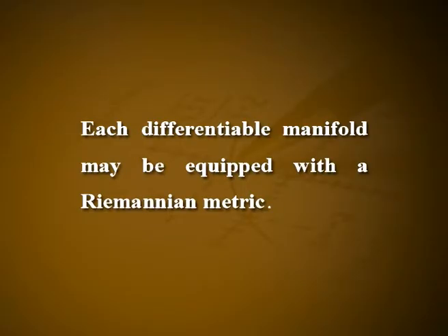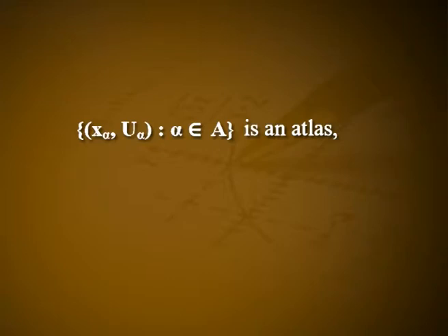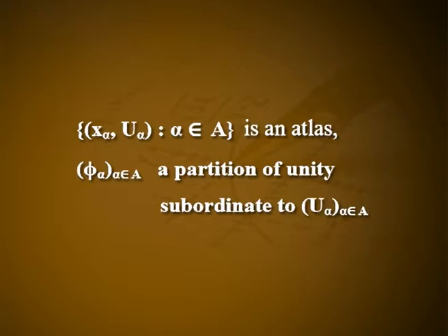Let us see a theorem now. Theorem: each differentiable manifold may be equipped with a Riemannian metric. The proof is like this. Let {(xα, Uα)}, α in A, be an atlas, and {φα}, α in A, a partition of unity subordinate to {Uα}. For simplicity of notation, we use the same index set for φα and Uα. This may be justified by replacing the original covering Uα by a locally finite refinement.